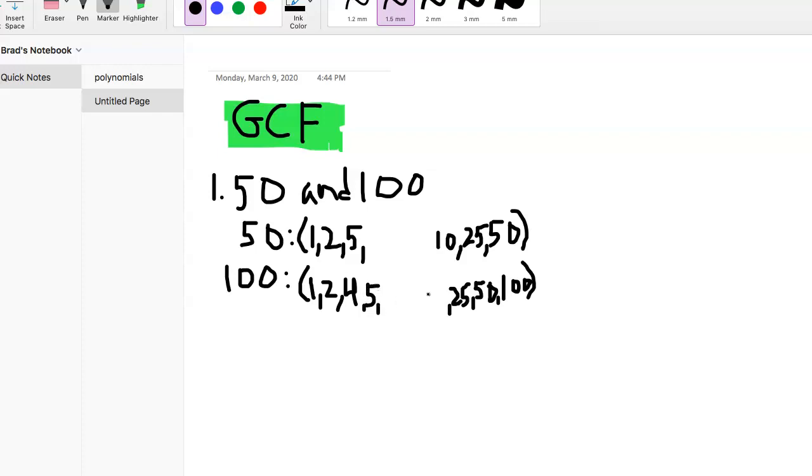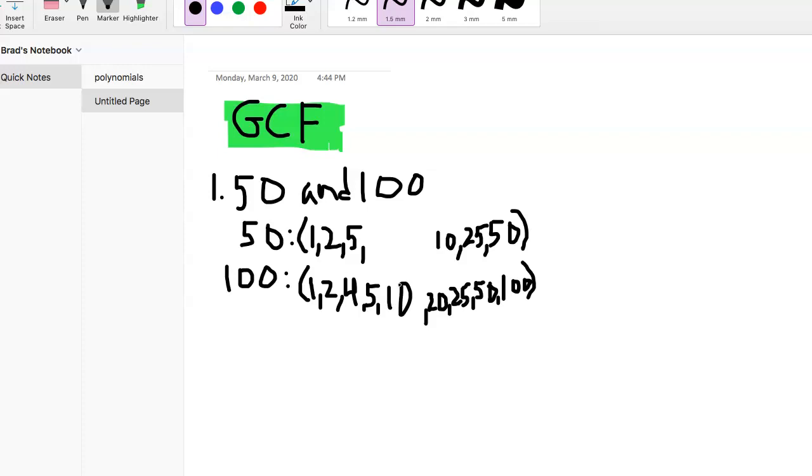Hopefully I left myself enough room here. 5 times 20 works. Okay, and then 6 does not work. 7, 8, 9 don't work, but 10 times 10 also works, right? 10 times 10 is 100. And that's all our possible factors.